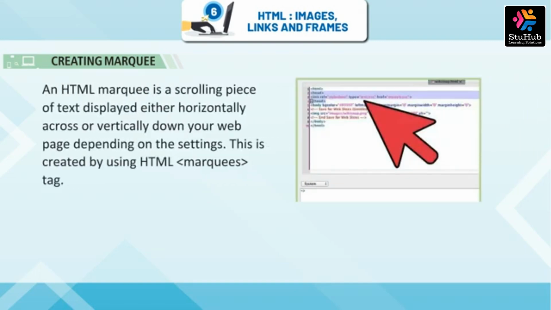Creating marquee. An HTML marquee is a scrolling piece of text displayed either horizontally across or vertically down your web page depending on the settings. This is created by using the HTML marquee tag.